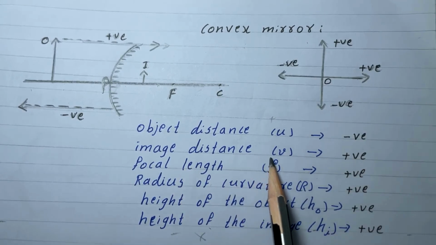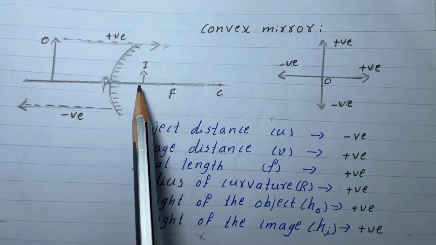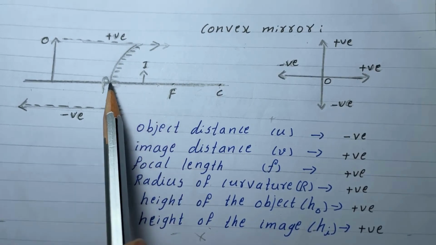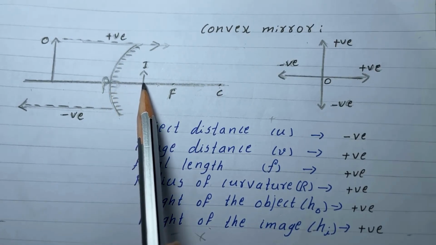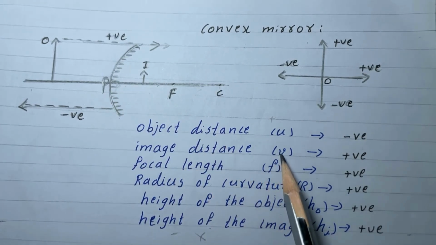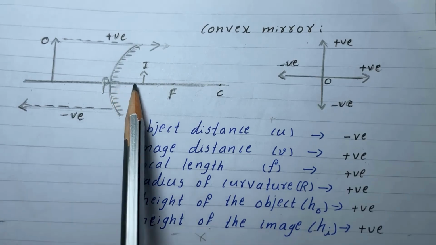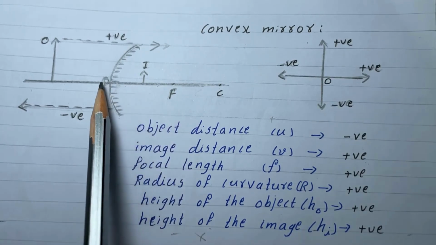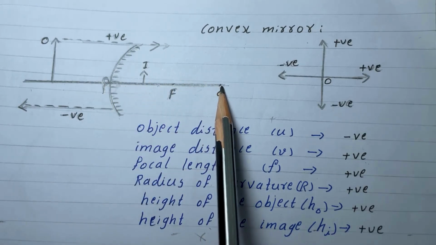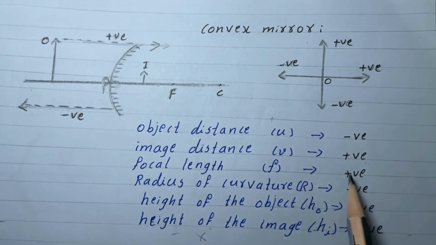And image distance, convex mirror always forms one small erect virtual image. Virtual image always forms inside the mirror, that is right hand side of the pole, so that image distance V is always positive for the convex mirror. And focal length also right hand side, and radius of curvature also right hand side of the pole, so that focal length F is positive always, and radius of curvature of convex mirror is always positive.